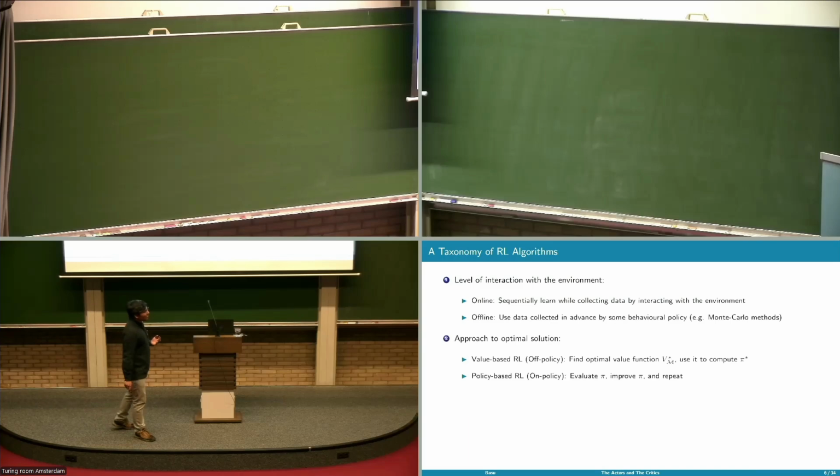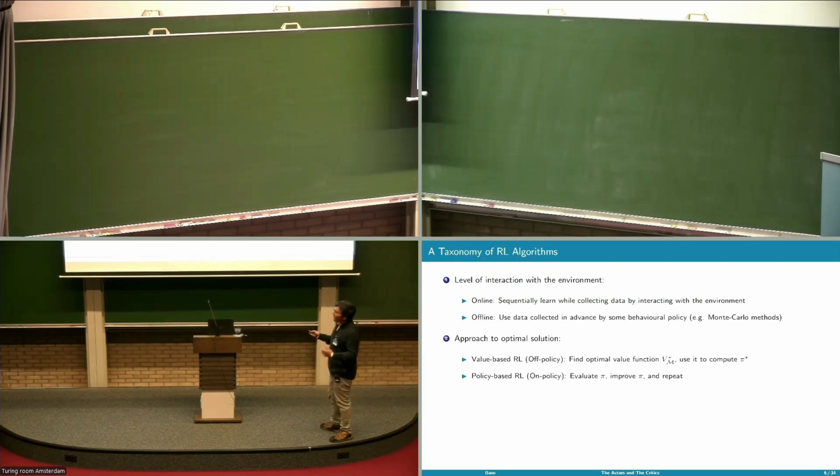Then there are two other approaches. So this was the level of interaction with the environment. Then the question is, how do you want to find your optimal policy? The first thing is, okay, I want to find the optimal policy, so I'll directly try to optimize and go for the policy itself. This philosophy is called policy-based RL. So you evaluate a policy every time, you improve the policy and repeat. Which is why it is called generalized policy iteration, as we have seen.